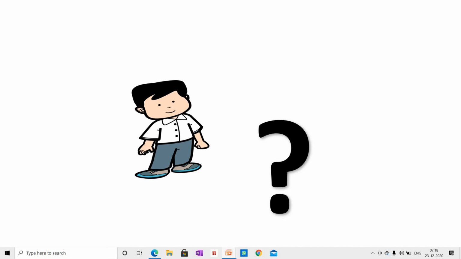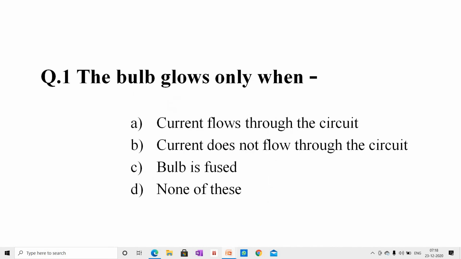Students, now let us revise what we have learned today by solving some questions. Question number 1. The bulb glows only when? Option A. Current flows through the circuit. Option B. Current does not flow through the circuit. Option C. Bulb is fused. Option D. None of these. And the correct answer is option A. Current flows through the circuit.